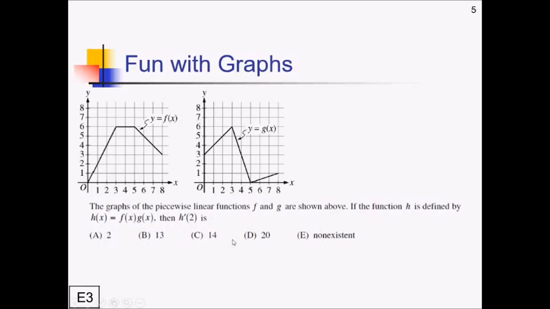So we've got the graphs of some piecewise linear functions, f and g given above. And then we have this random h function defined as f of x times g of x. We want to know h prime of 2. Pause the video and see if you can use everything we've done today to figure this out.